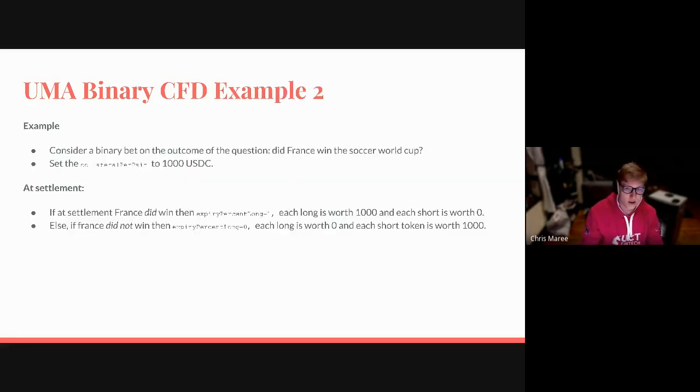So we could look at the same thing with did France win the Soccer World Cup, and create the same kind of payout structure where it's either worth 0 or 1, depending on if they won the World Cup or not, and then you just assign all the value either to the long or the short side.